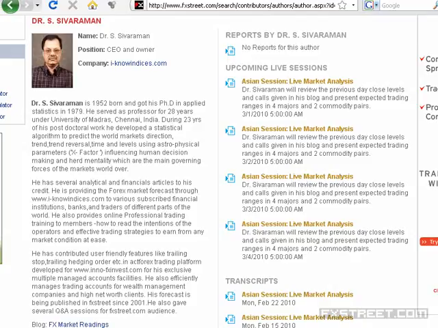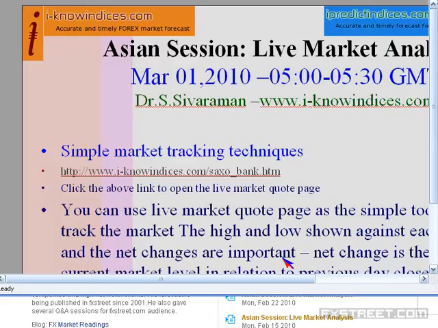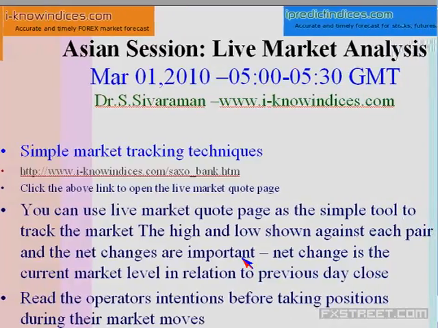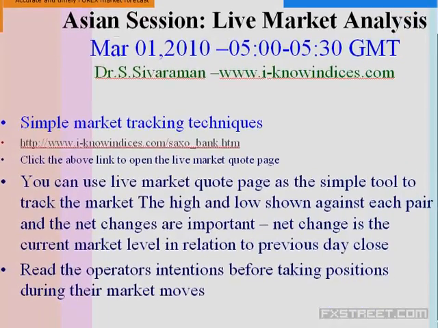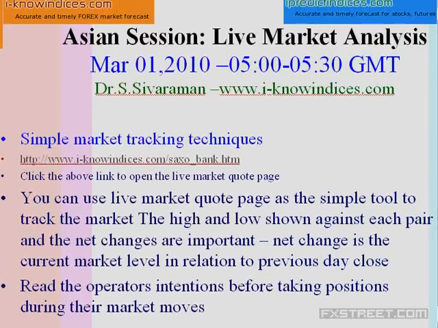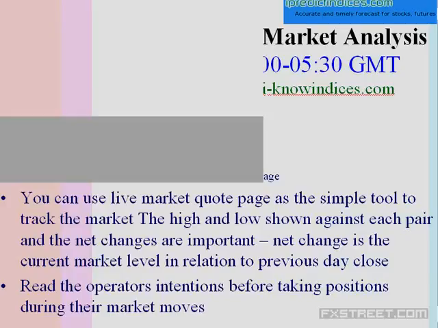It is Asian session live market analysis on March 1st, 2010, between 5 and 5:30 GMT. And we will be doing the simple market tracking technique using the live market code page. And probably I want to reflect on the yearly forecast, what I had given, and bring out certain points from there, and that might be of some use to you.